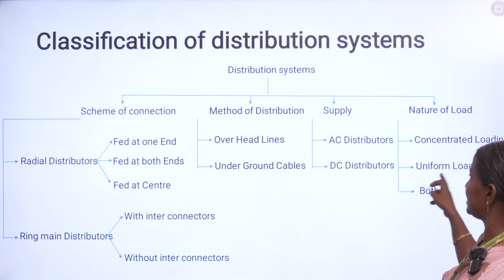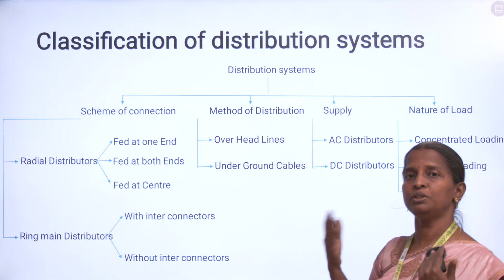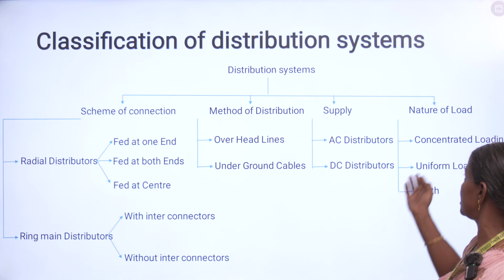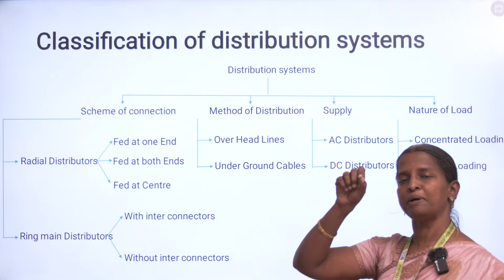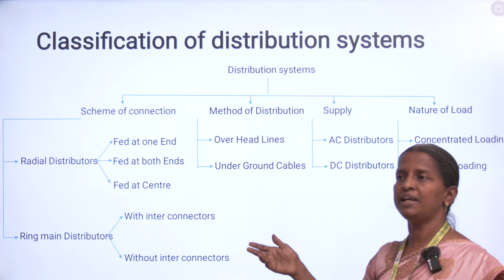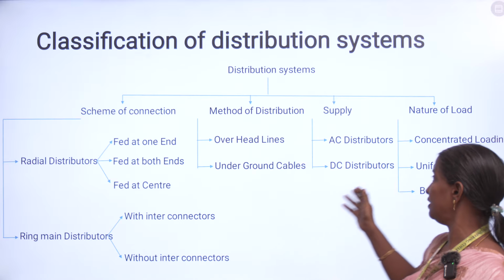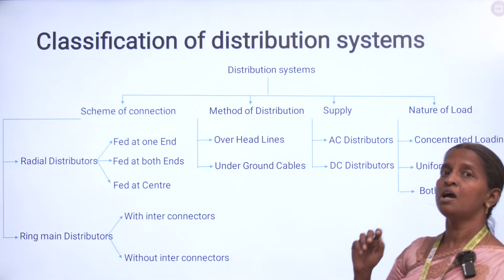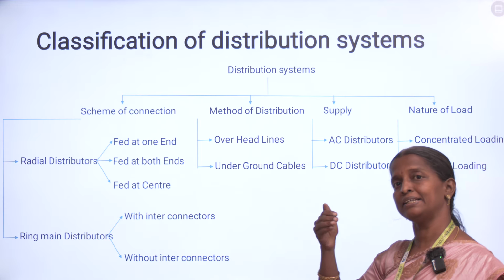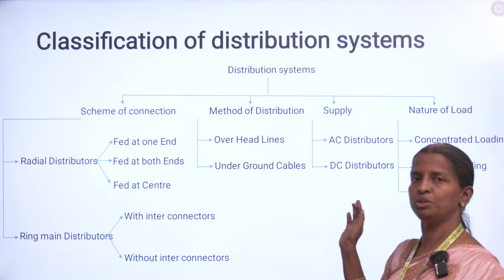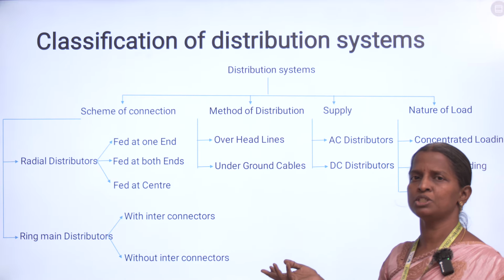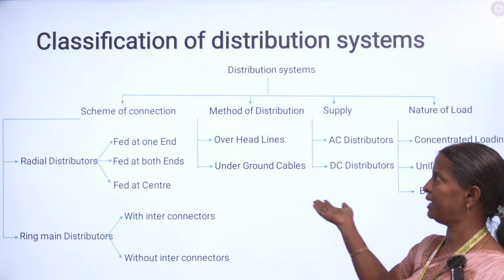And the next one is the nature of the load. Nature of the load: concentrated load, uniform load, or both loads at a time we can use. Concentrated load means at a particular point the current value may vary and the distance may vary. But if it is uniform loading, it means at regular intervals you have to take the same current only. It is called uniform loading. In some applications you may use both loadings also. These are the main categories.